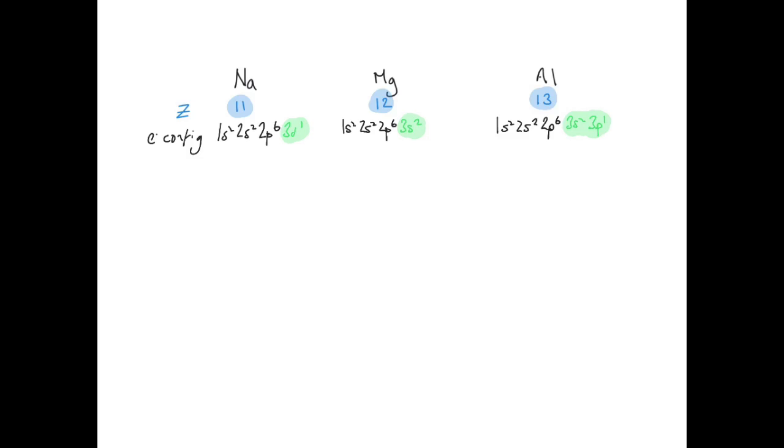Finally, we need to think about the shielding electrons that are present. Sodium, 1s2, 2s2, 2p6, 10 shielding electrons. Magnesium, 1s2, 2s2, 2p6, 10 shielding electrons. And aluminium, 1s2, 2s2, 2p6, again, 10 shielding electrons.